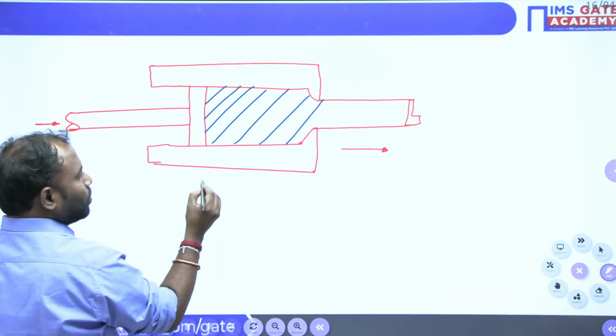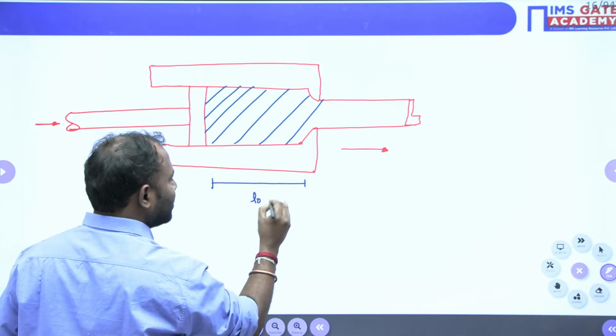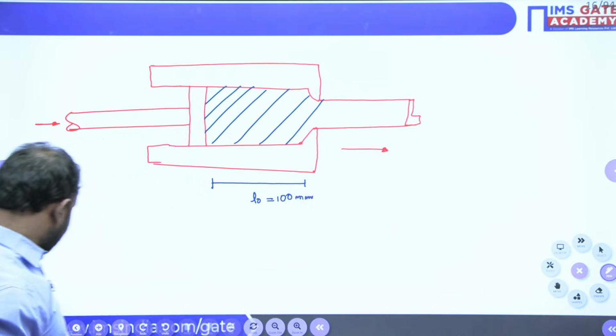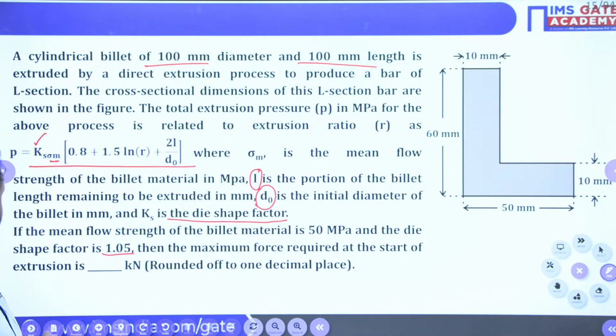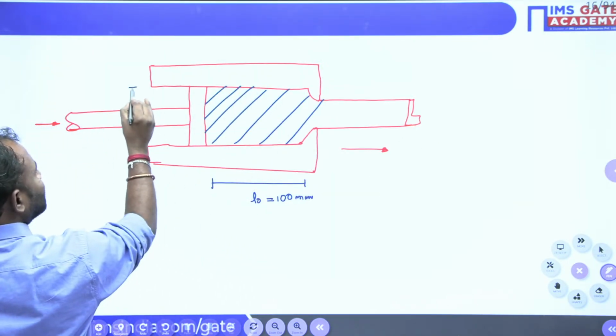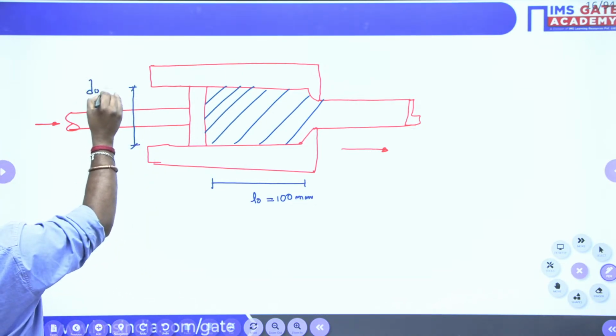Now, what is the initial length of the billet? The length of the billet, L0, is equal to 100 mm, given. So the initial length of the billet is 100 mm. Now the diameter of the billet, this diameter, is 100 mm. That is, D0 equals 100 mm.